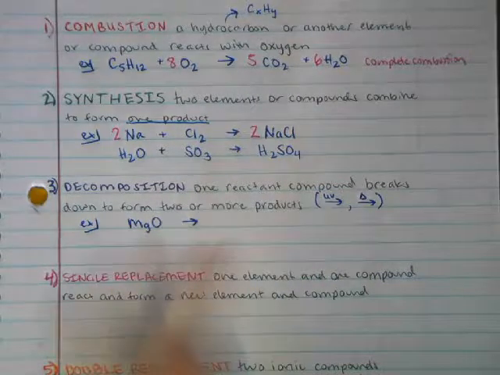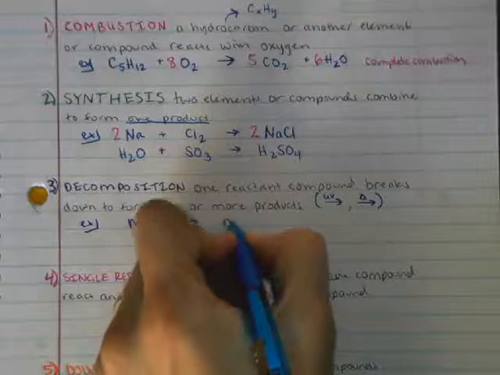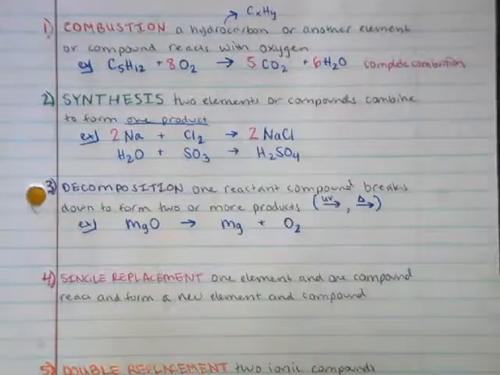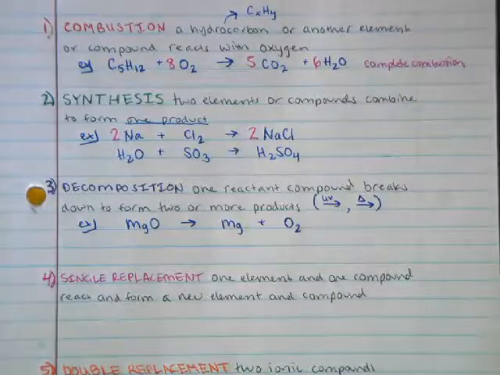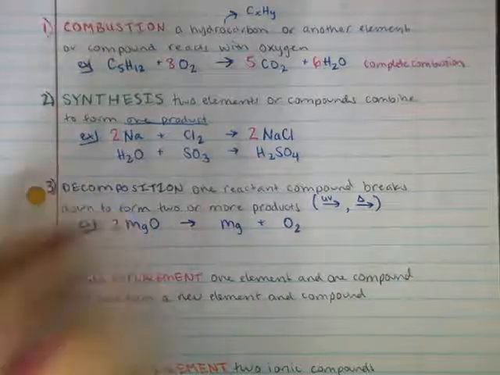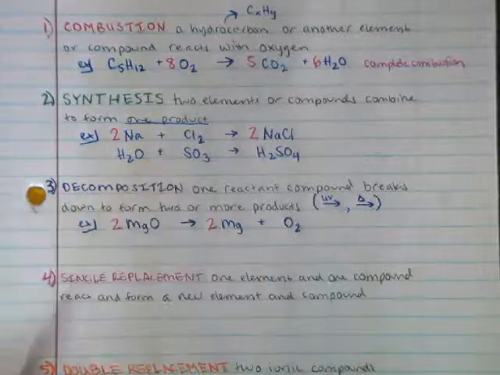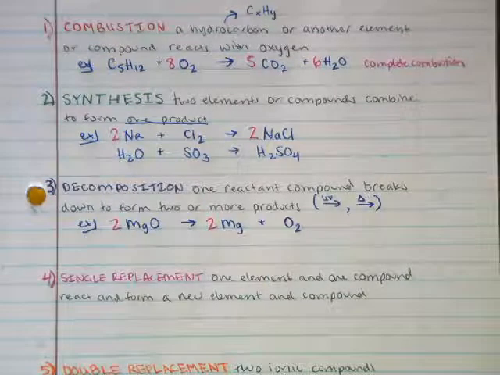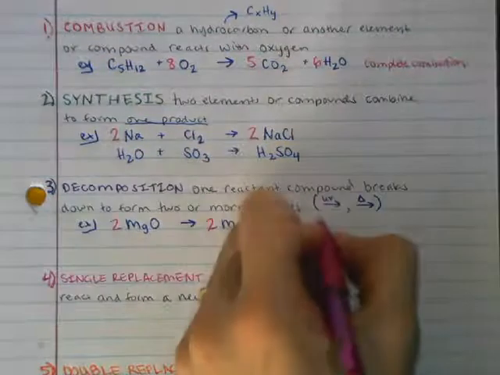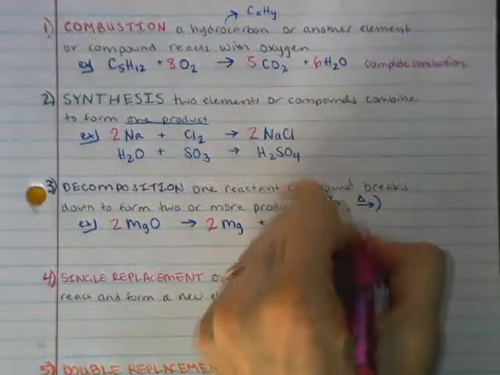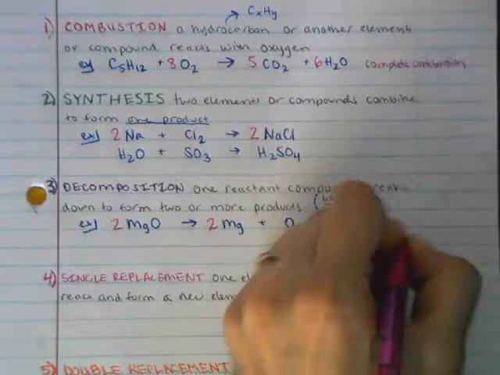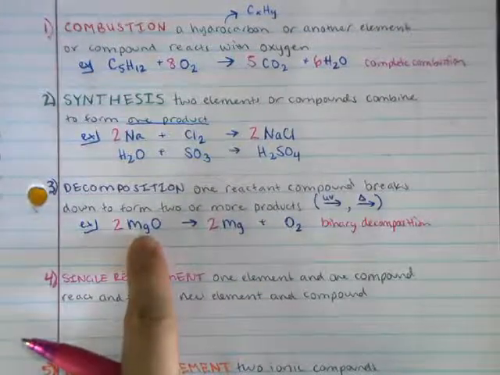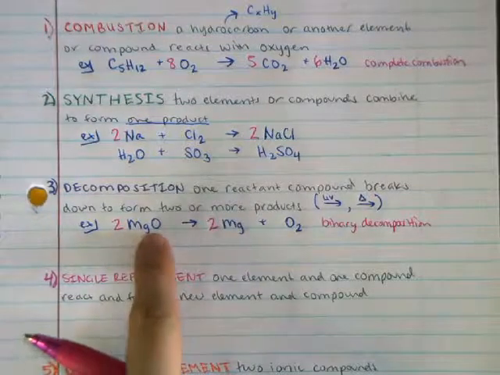So this would break down and form its elements. So magnesium and then oxygen. And of course, oxygen is diatomic, so it'd have to be O2. So to balance this, I'd need 2 magnesium oxides and 2 magnesiums. Now this is called a binary decomposition, because the reactant itself is a binary compound, meaning it only has 2 elements.